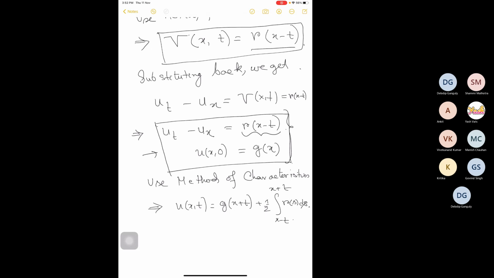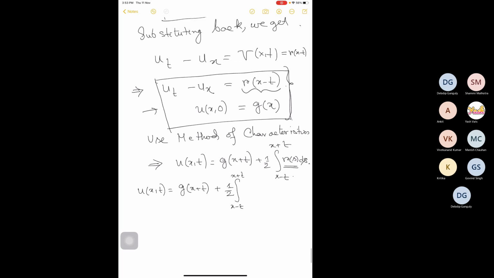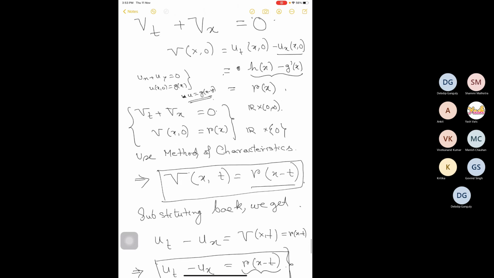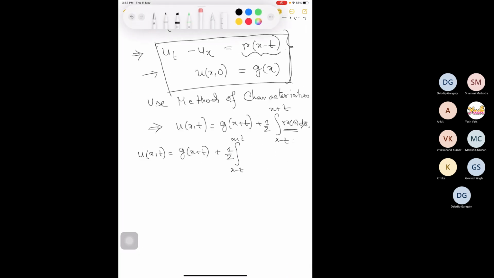Okay. Now what is r of s? So u of x,t is g of x plus t plus half integral from x minus t to x plus t. What is r of s? R we know explicitly. What is R? R is h of x minus g prime of x, so this is h of s minus g prime of s. This is R. I am just substituting R into the integral ds.